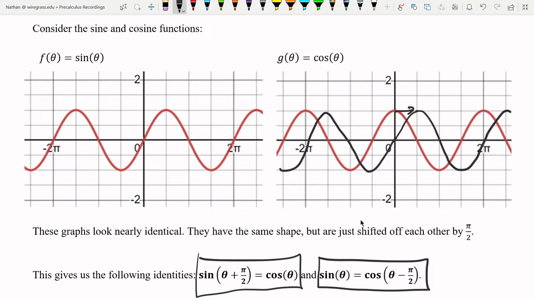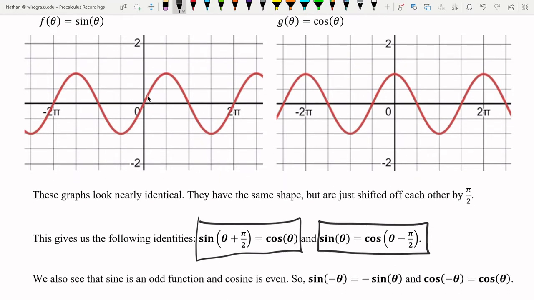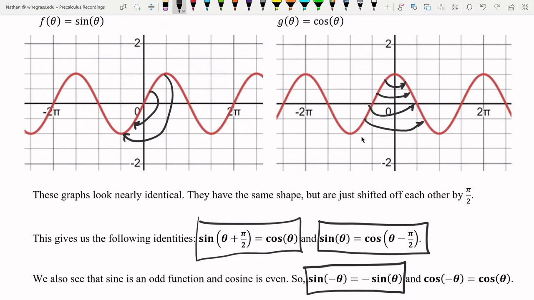These are not the only kinds of identities we can find with these two. First off, if we look at this graph, you can see that if I go around 180 degrees, we have the exact same point. Sine is an odd function, so we have this identity: sine of negative theta equals the negative of sine theta. Cosine is even, just flip it right across the y-axis. So cosine of negative theta equals cosine of theta, and you just remove the negative sign.